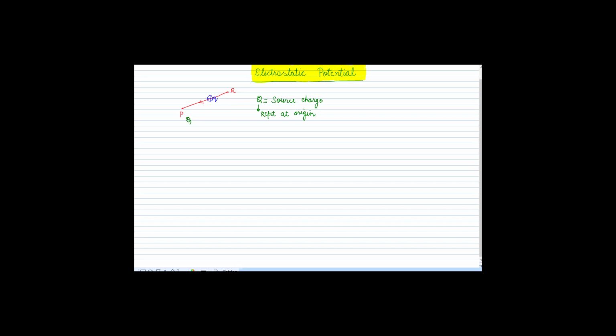If a source charge capital Q is kept at point P, then it will create an electric field. If you want to know how the electric field is created, what its effect is, and how plus Q or minus Q differ in creating the electric field, I have given the link of the lecture below, so you can go to the link and study easily what the electric field is.